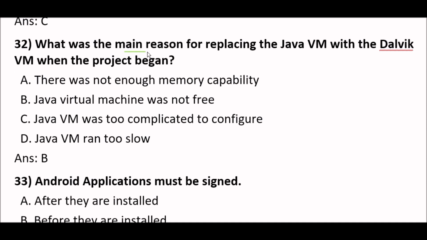What was the main reason for replacing the Java VM, meaning Java virtual machine, with the Dalvik virtual machine when the project began? Option A. There was not enough memory capability. Option B. Java virtual machine was not free. Option C. Java virtual machine was too complicated to configure. Option D. Java virtual machine ran too slowly. Right answer here is option B. Java virtual machine was not free. That is the main reason for replacing the Java virtual machine with the Dalvik virtual machine when the project began.